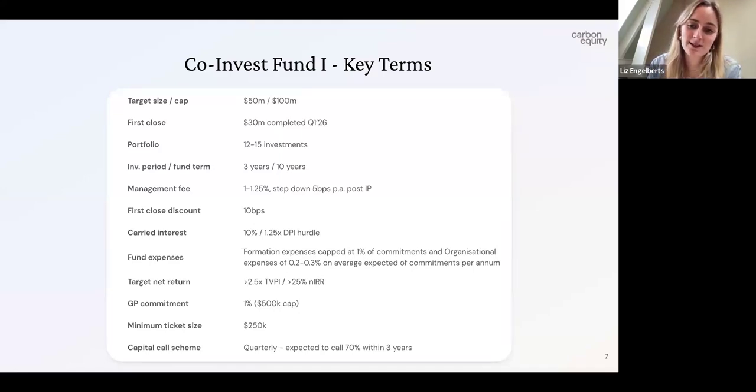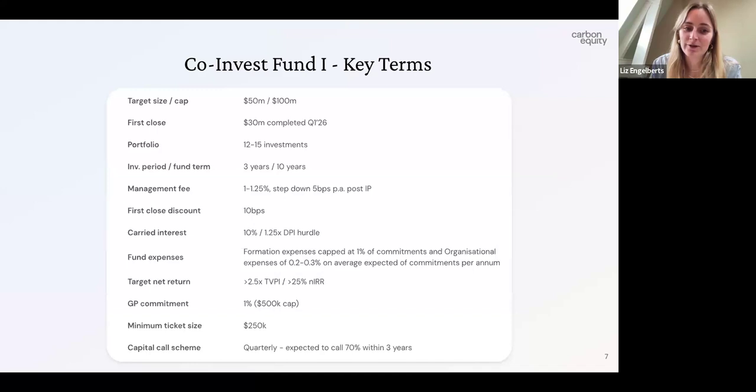So in those first 3 years, we will call for 70% of the capital. Then we charge a management fee of 1 to 1.25%, dependent on your ticket size. So from 1 million euro tickets onwards, it's 1%, and below a million, it's 1.25. There will be a step down of 5 basis points per year after the investment period. Then if you want to still get into this fund before the 31st of March, there's a 10 basis point discount, which is quite material on your management fee because it counts for all the upcoming years, so until year 10.